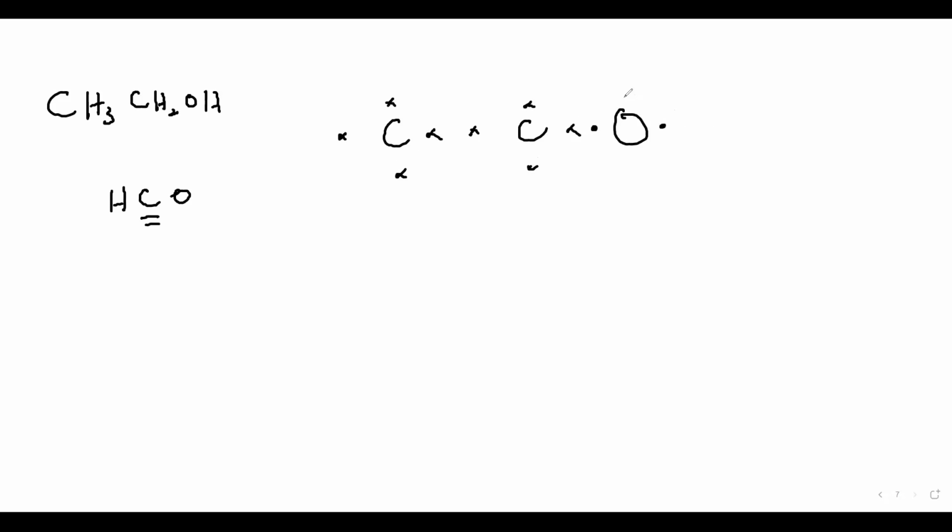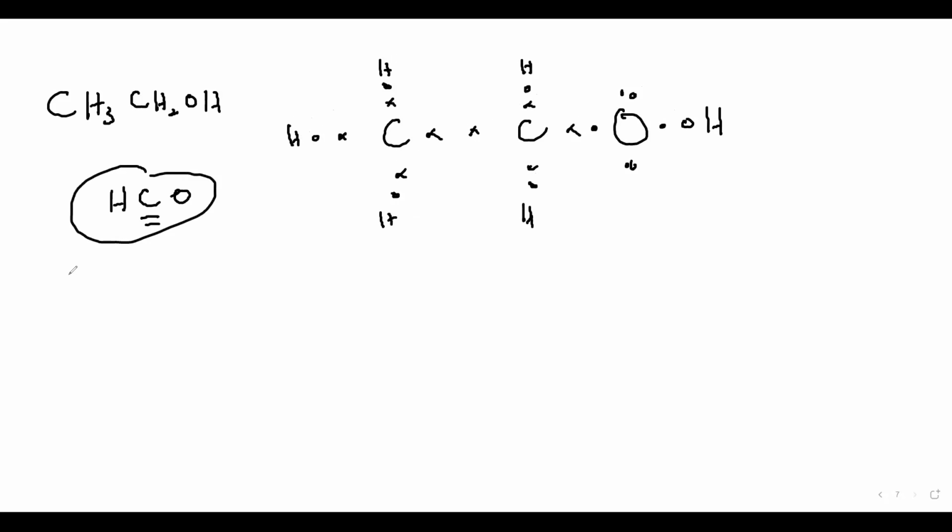Oxygen belongs to group 6, so it will share 2 electrons, and hydrogen has only 1 electron. Here we'll have hydrogen, hydrogen, hydrogen. So we have to predict the bond angle or the geometry for HCO. You can take this HCHO, or you can take up one. So which is the central atom? Carbon is the central atom.